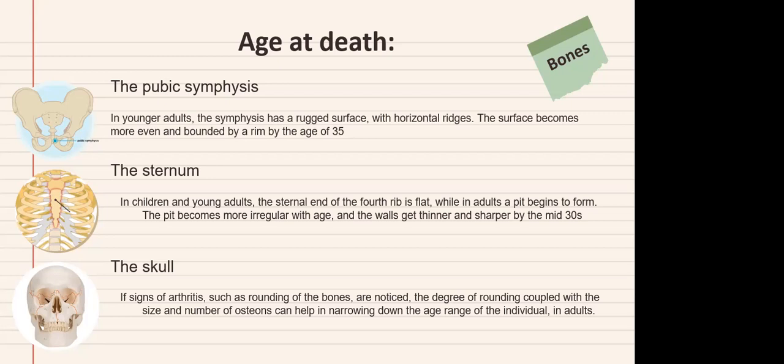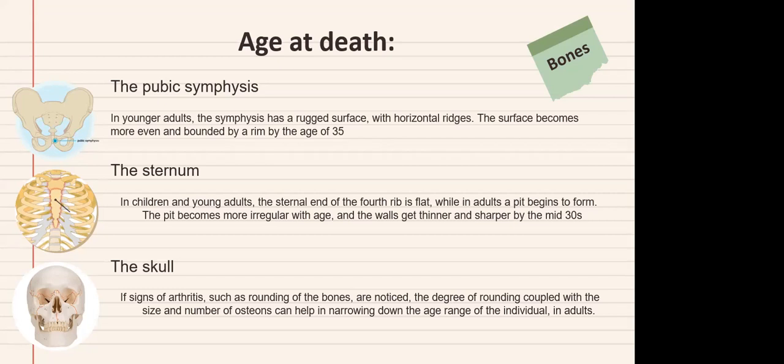Next is the sternum. The sternal end of the fourth rib can also indicate the age at death with reasonable precision. In children and young adults, the sternal end of the fourth rib is flat, while in adults, a pit begins to form. This process starts at around 14 years of age in females and 17 years of age in males. This pit becomes more irregular with age, and the walls get thinner and sharper by the mid-30s. Later, bone piercings form on the margins of the walls due to ossification of the costal cartilage that joins the sternum and the ribs.